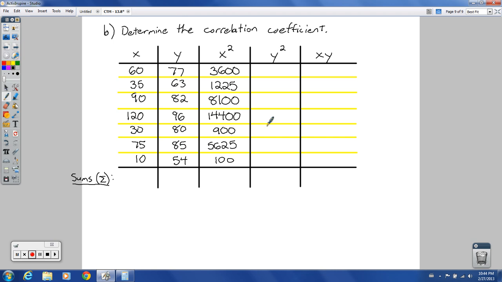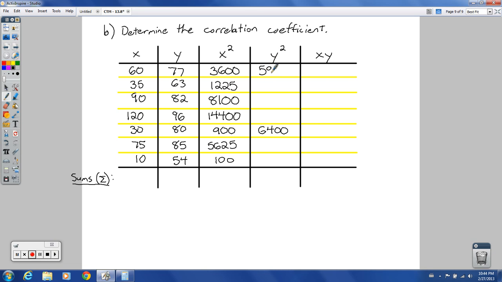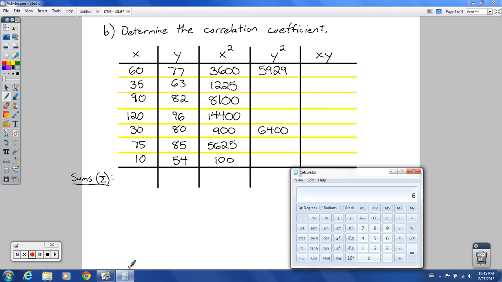The only easy one to do here in my head that I'm thinking of right now at least is 80, so 8 times 8 is 64, and you've got that many hundreds. 77 times 77, that's going to be 5929. 63 times 63, 3969.